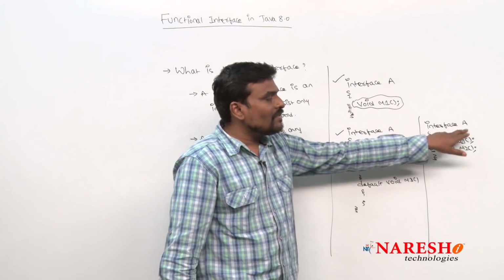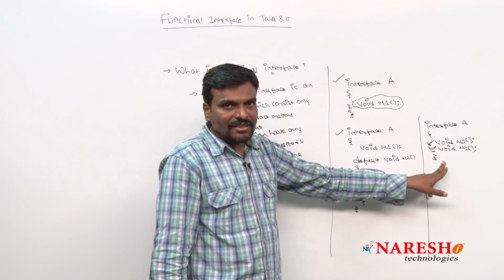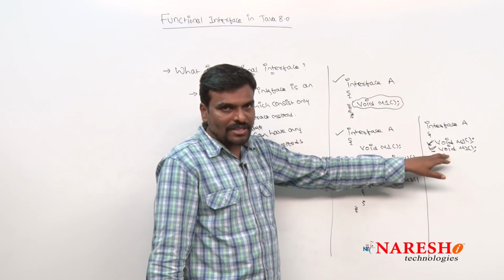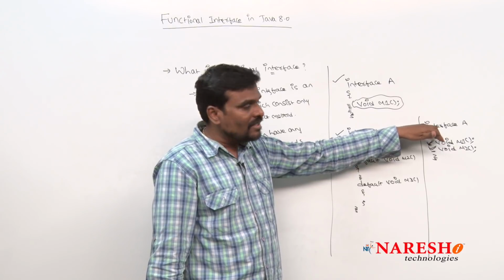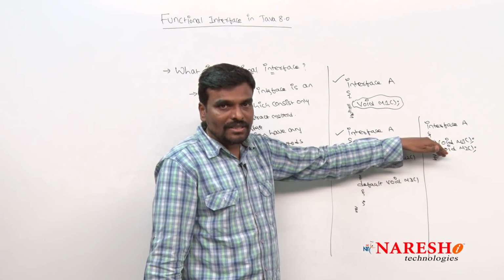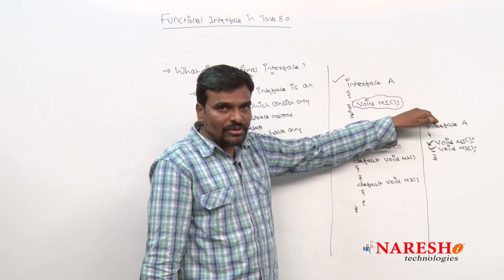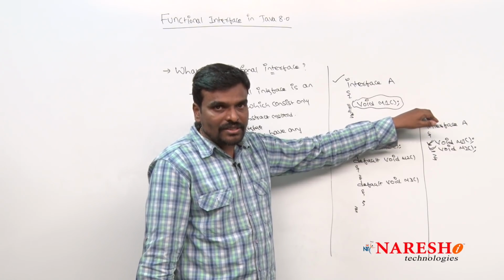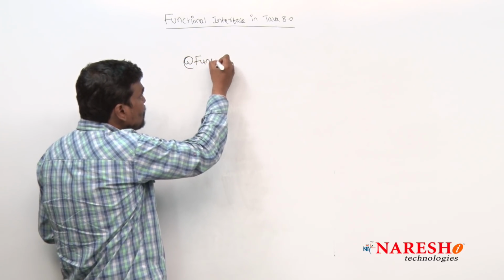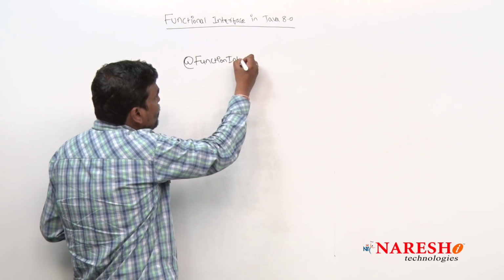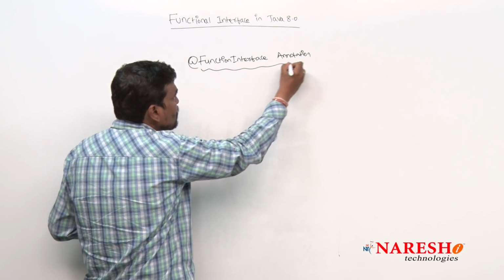Suppose I write an interface like this, interface A, and I write two abstract methods, then it compiles fine, right? Because an interface may have more than one abstract method. But I want my compiler to verify that this interface is a functional interface and should have only one abstract method. For that, you declare this interface by using one annotation called @FunctionalInterface.